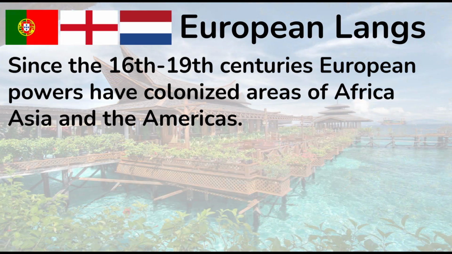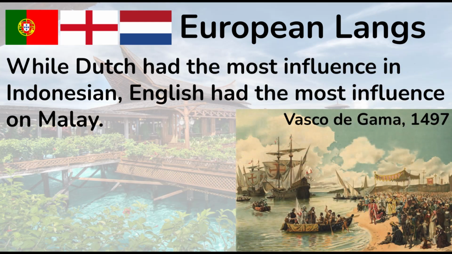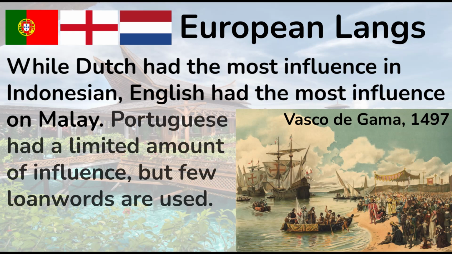Since the 16th to 19th centuries, European powers have colonized areas of Africa, Asia, and the Americas. Current-day Malaysia, Brunei, and Singapore, alongside Indonesia, being one of these. While Dutch had the most influence on Indonesian, English had the most influence on Malay. And Portuguese had a limited amount of influence, but few loanwords are still used today. This also accounts for East Timor.